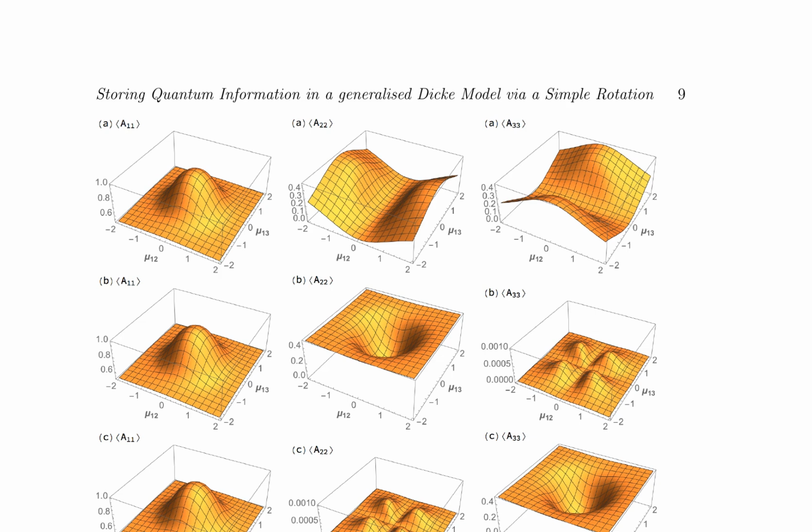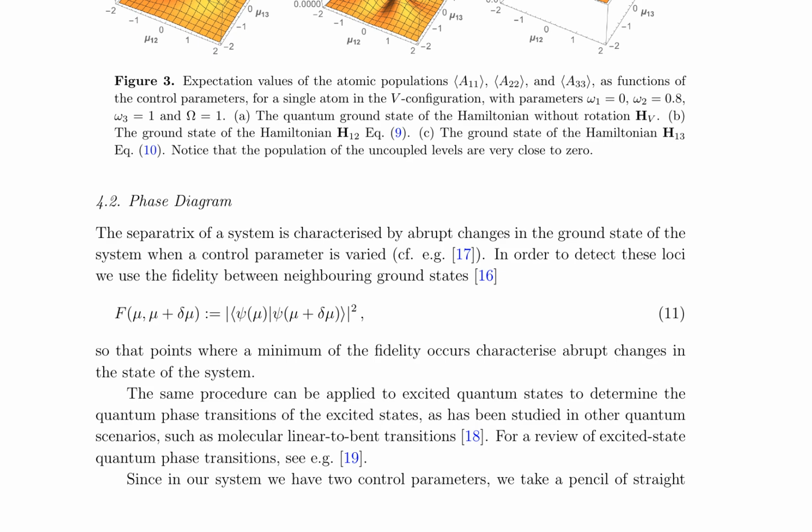In order to determine the phase diagram, the fidelity between neighboring states is calculated along lines that pass through the origin, which allows for the detection of all minima. Figure 4 presents the phase diagram for the Xi configuration, showcasing the minimum of the fidelity between neighboring states in both resonant and non-resonant cases.